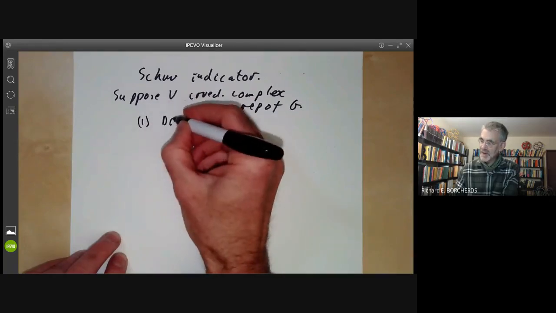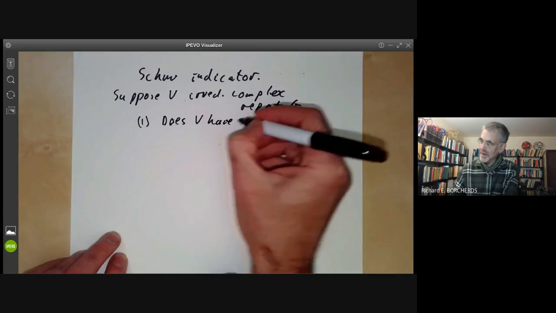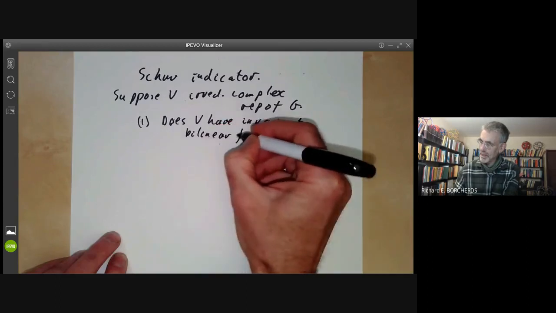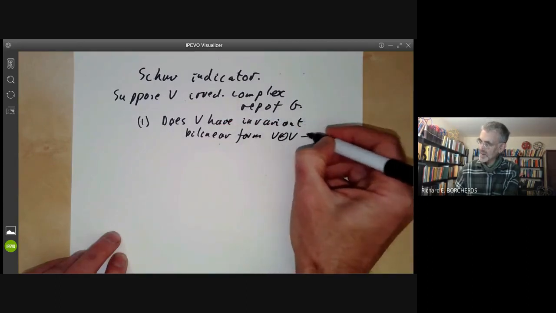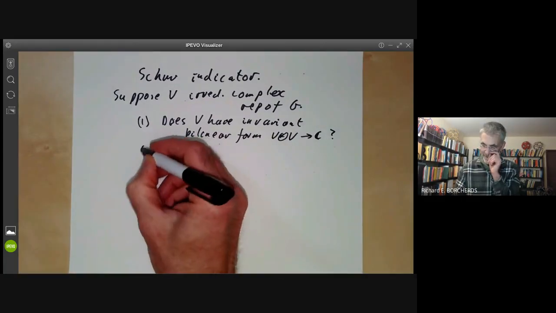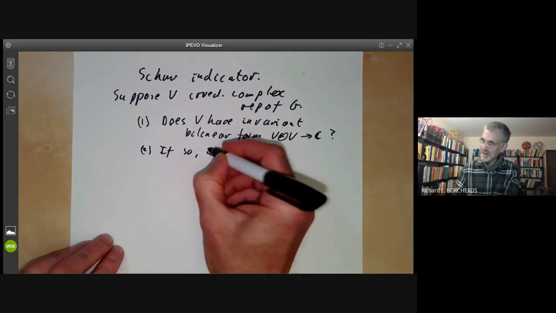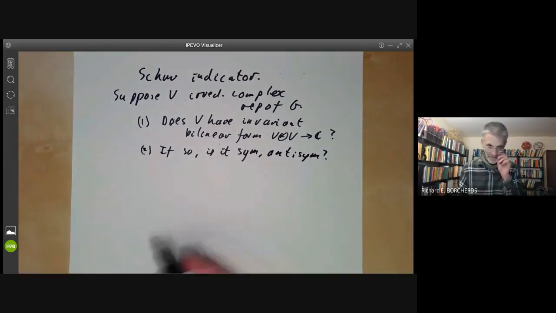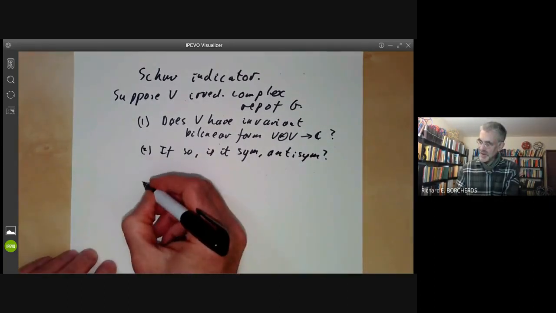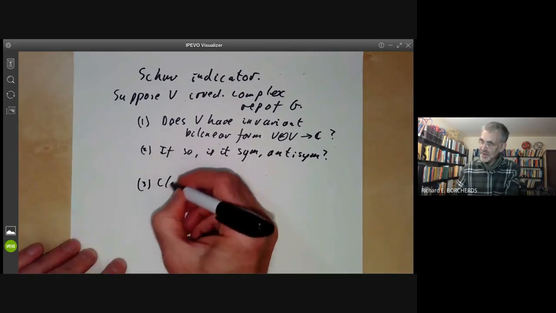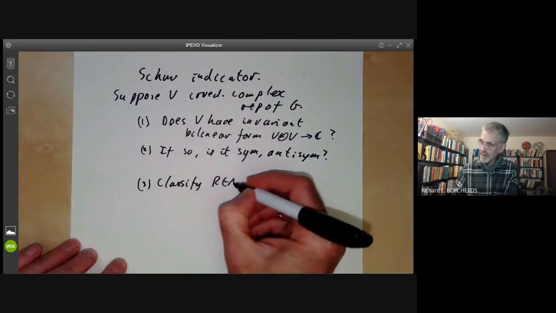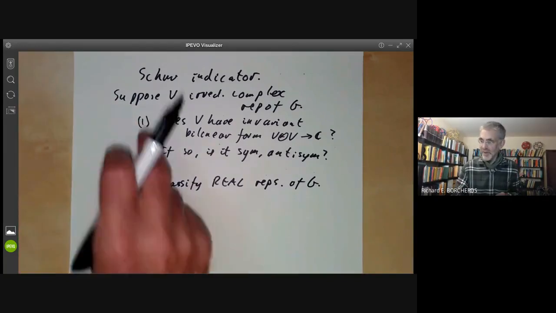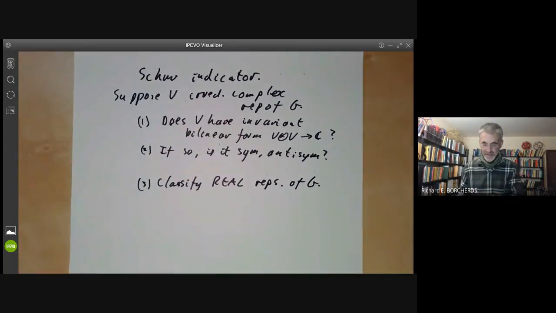First of all, does V have an invariant bilinear form from V tensor V to the complex numbers? And secondly, if so, is it symmetric or antisymmetric? And another question we're going to ask, apparently completely unrelated, is to classify the real irreducible representations of G. So we're going to answer these questions by use of something called the Schur indicator.